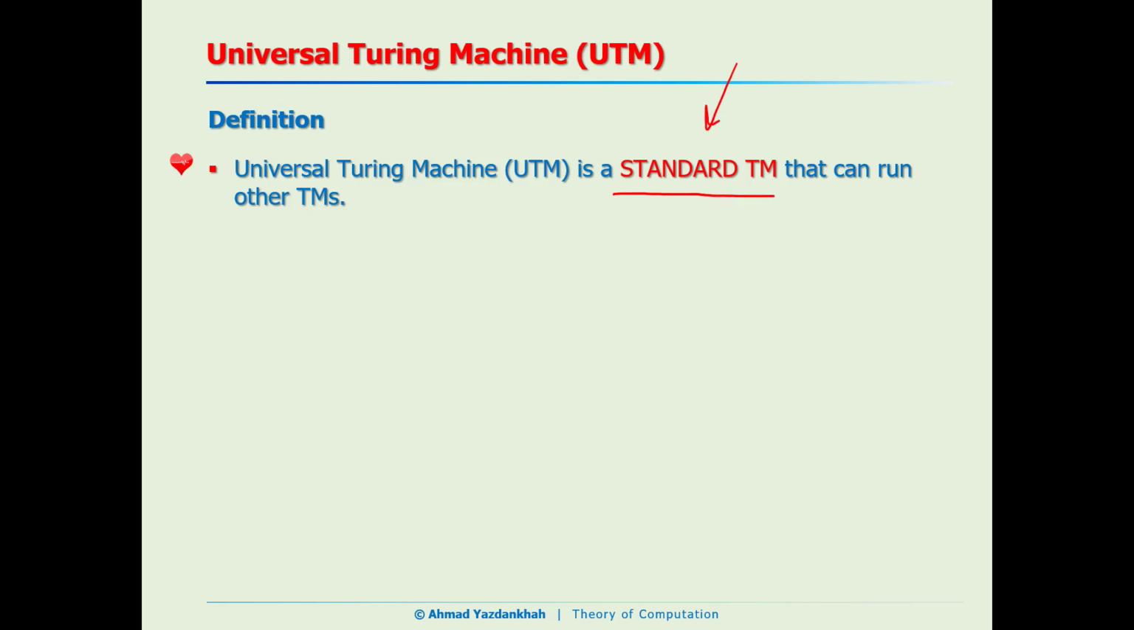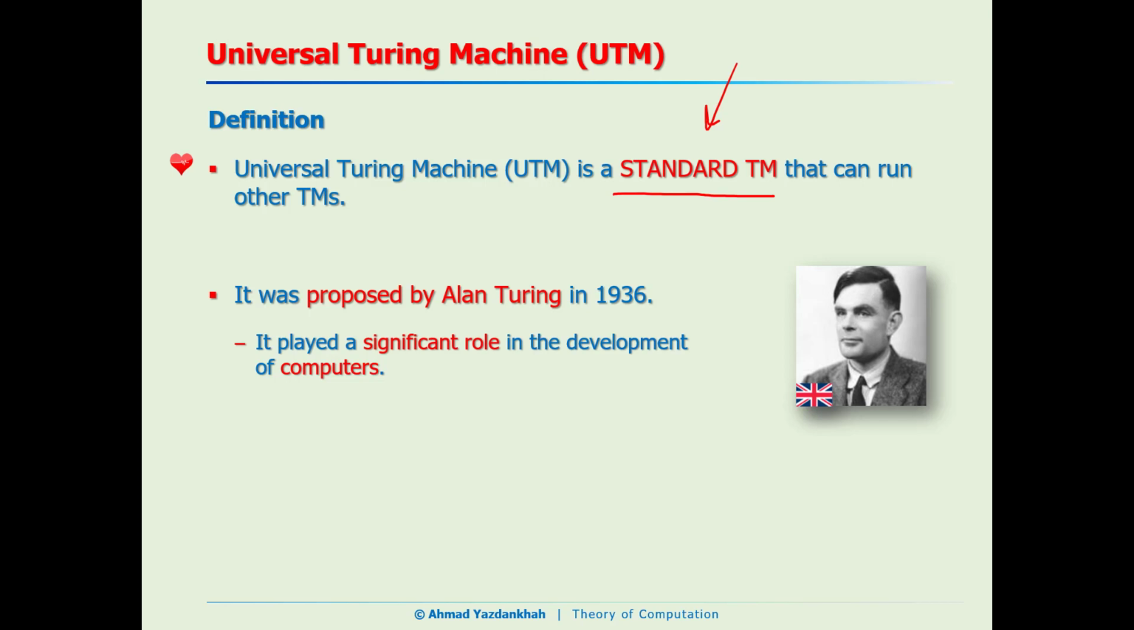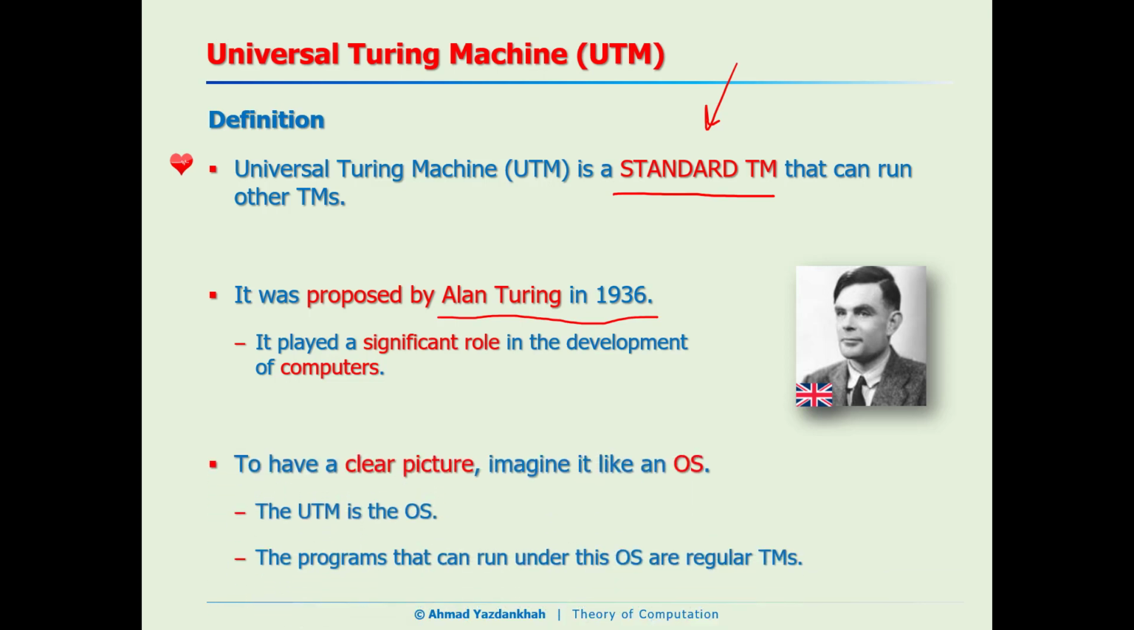Universal Turing Machine is a standard Turing machine. I want to emphasize that it is a standard Turing machine. It is a Turing machine like other Turing machines, but we design it in such a way that it can run other Turing machines. It was proposed by Alan Turing in 1936. Again, another genius thing, right? As I explained in the previous slide, to have a clear picture, just imagine it is an OS. So UTM is an OS that can run other Turing machines.